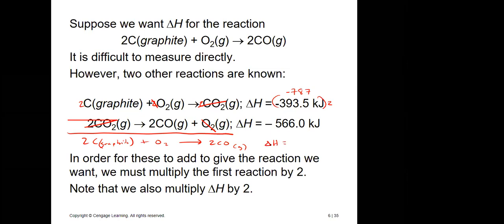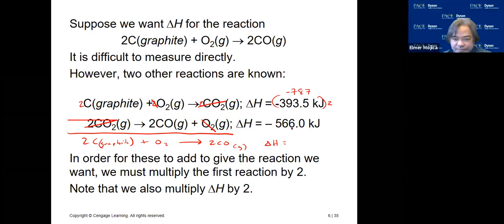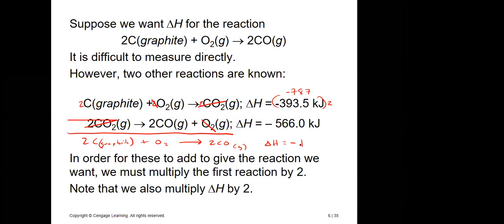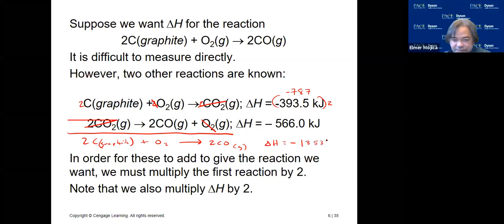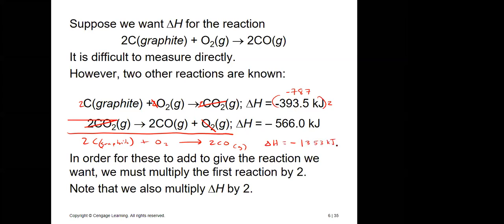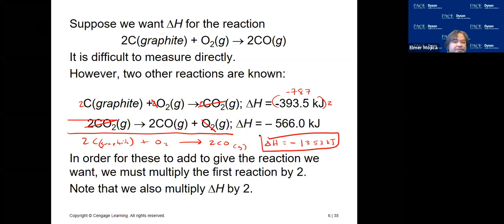Oh, is it? Okay. Negative 1353. Yes. Okay? So you don't need to measure them directly, but you're able to get the delta H. And this is through the concept of your Hess law.